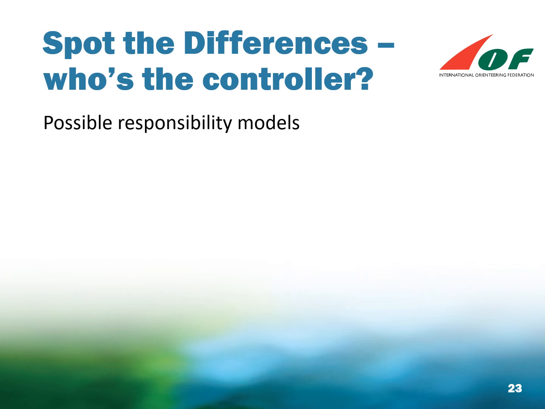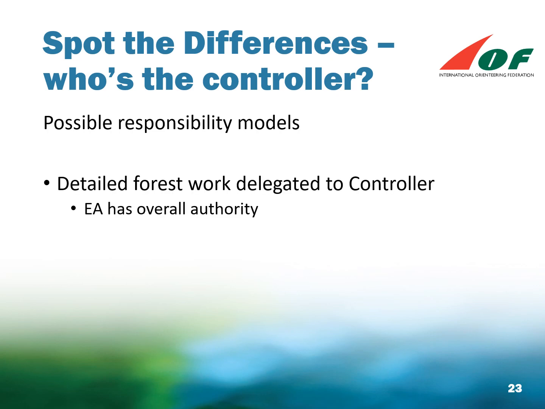There are many ways in which the event advisor and the controller can agree to share their responsibilities, and this slide shows 3 possible models. The first one is perhaps the most common. Assuming the controller spends much more time in the terrain than is available to the event advisor, and is checking sites, etc. in the forest for the non-world ranking event courses, it makes sense for the event advisor to delegate this work to the controller for the elite courses as well.